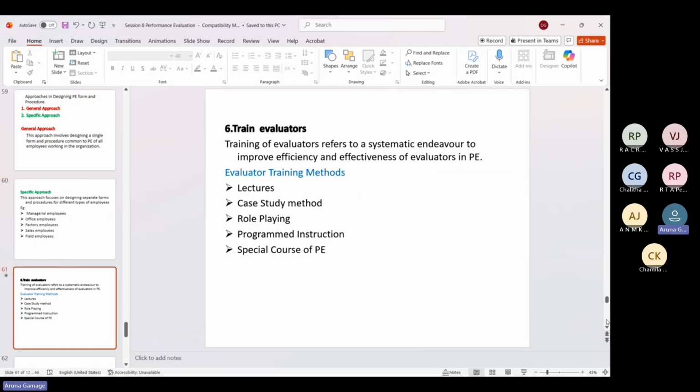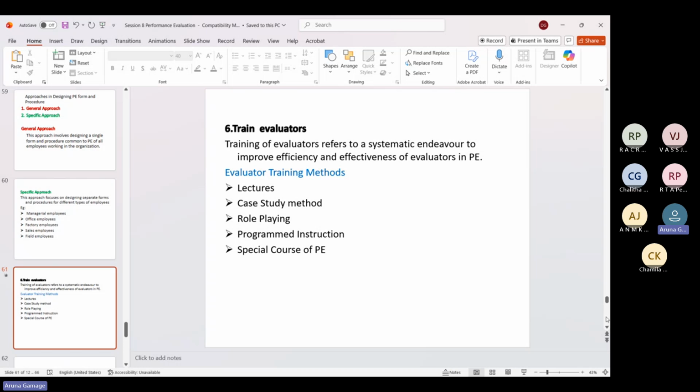Then train evaluators. This is the time that you ask them, train them to do good evaluation, right? Evaluators may be good in their respective fields, but they may not be good at evaluation. So here you are going to teach them how to evaluate. You can use the lecture method, case study method, role play method, programmed instructions, special courses, or you can send them to follow some programs with regard to performance evaluation.